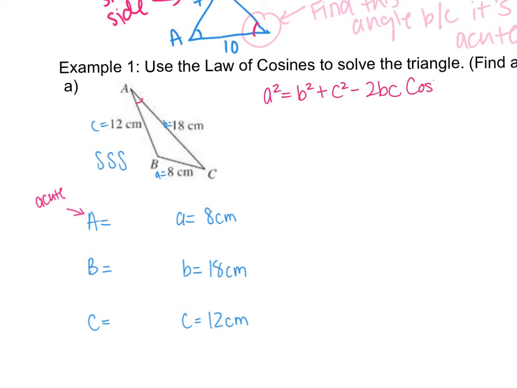You'll notice all the formulas are pretty much the same, it's just the variables are rearranged differently depending on what you're given. So my A here that I'm plugging in is 8. My B is 18, and I have to square it, and my C is 12. Then I have to plug in B and C again, so 18 times 12. And cosine of A, I don't know what A is. So this is what I'm going to try to get by itself.